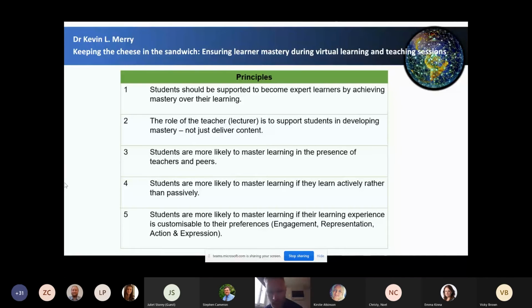And then finally, this is the bit where UDL really comes in. Students are more likely to master their learning if their learning experience is customizable to their preferences. This is where we use multiple means of engagement, multiple means of representation, and multiple means of action and expression, so that learners have some choice in how they engage with their learning, some choice over the types of learning resources that support their learning, and some choice in how they demonstrate their understanding.